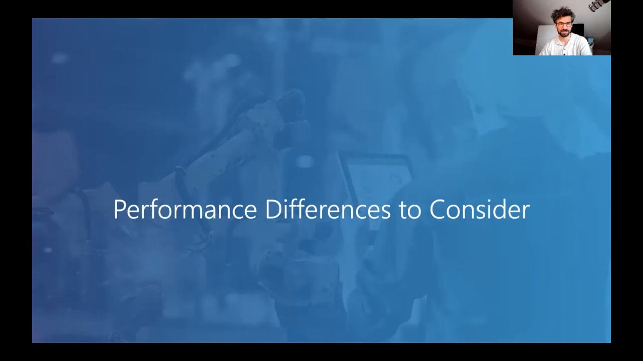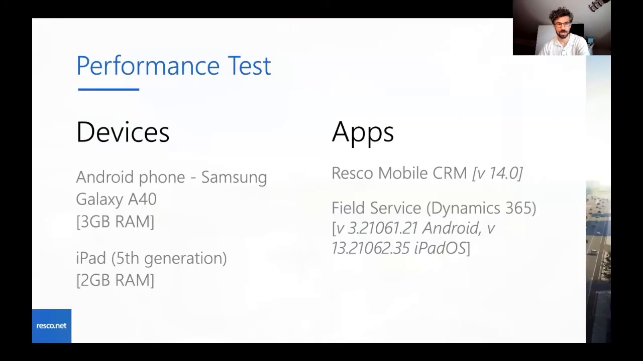So now the final chapter, and that's the performance differences to consider. So what I presented so far was a little bit of history, a little bit of situation right now, and a lookout for the future when it comes to the mobile options. And also presented the Field Service 2.0, the Resco's option for field service customers who want to utilize the Resco technology when mobilizing their field service solution.